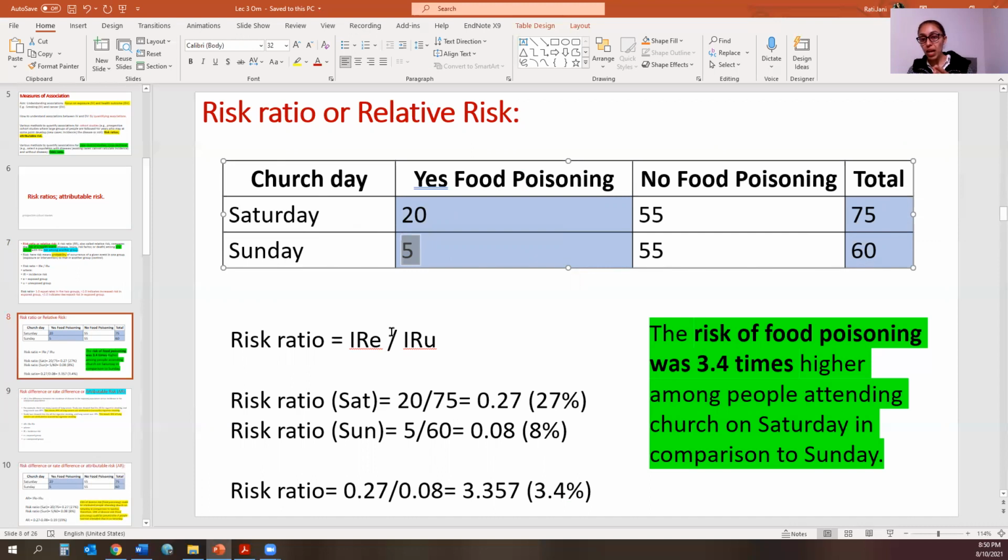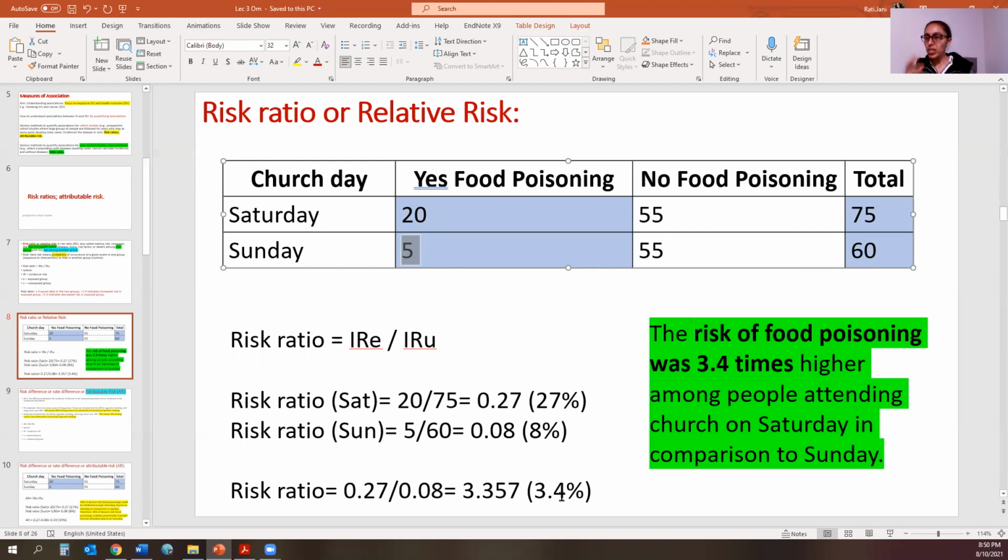Now we know the formula is by dividing. Exposed group versus the unexposed group. So which one is the exposed group over here? You have Saturday. They are a greater number of people who are exposed to this. So the exposed group is your 20 divided by 75. And then your Sunday, you have 5 divided by 60. And then this is what you get. It's as simple as it is. And then finally, you end up with 3.4.